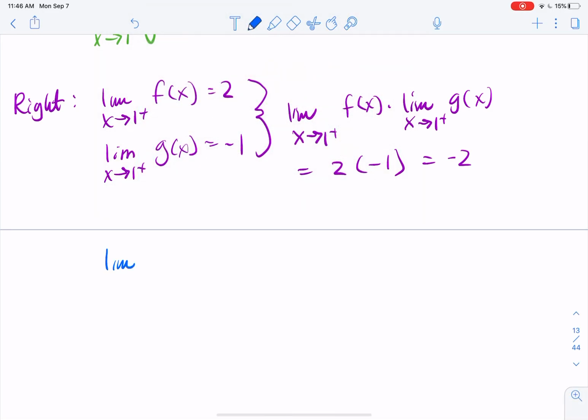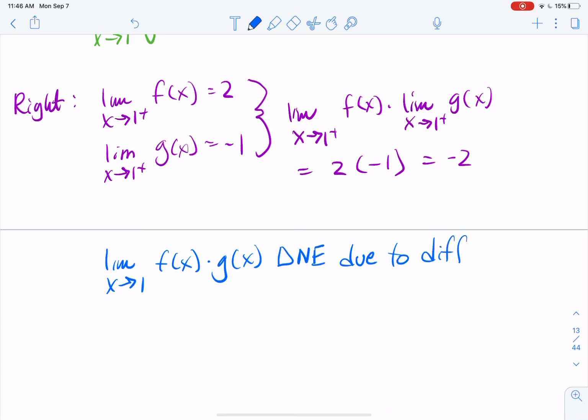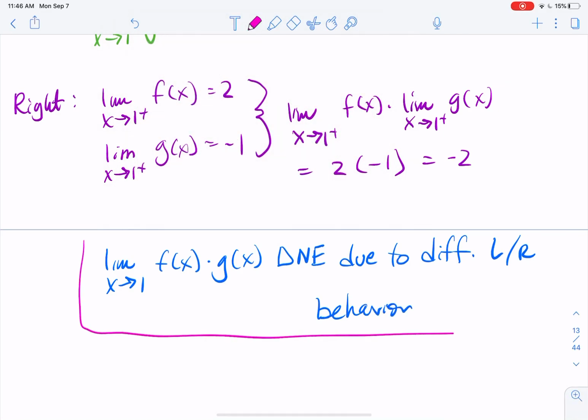The limit as x approaches 1 from both sides of f of x times g of x does not exist due to differing left-right behavior. All right, and I think that deserves a big fat box. That was a lot of work, right?